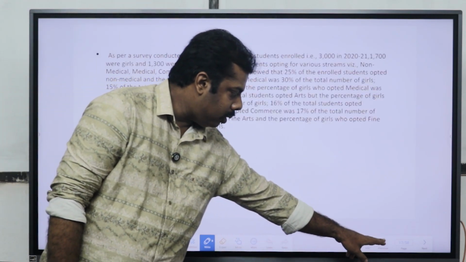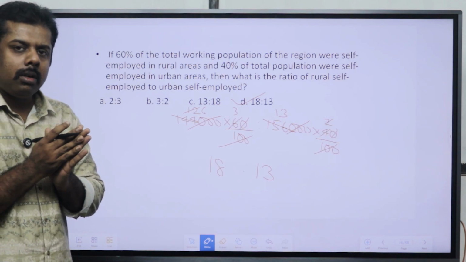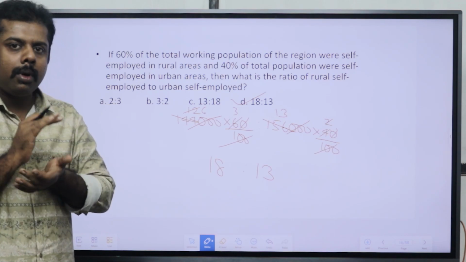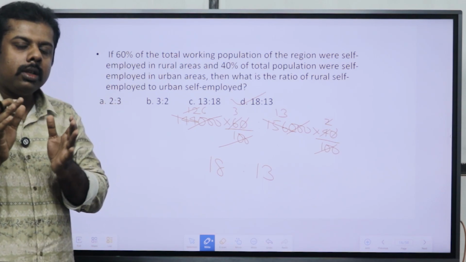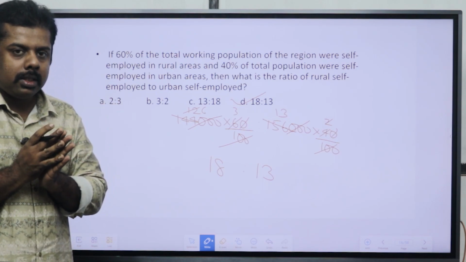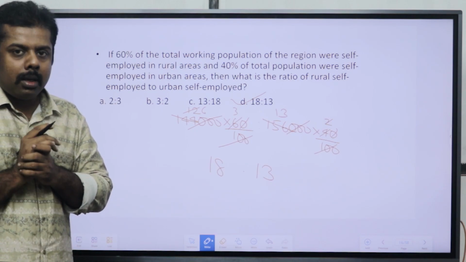So I hope that you got the second passage here. The calculation part was a bit challenging, but if you are just following the things that they have given in the passage, you can easily do all the questions. So I hope that you got the second passage as well.